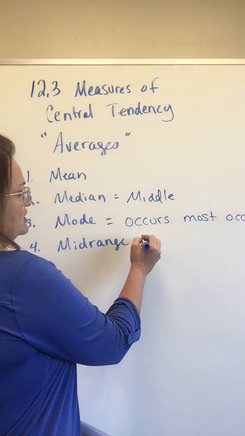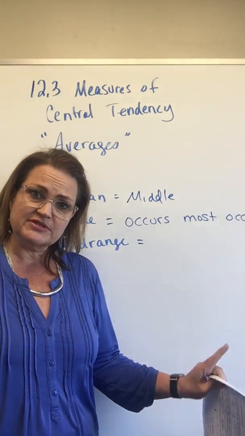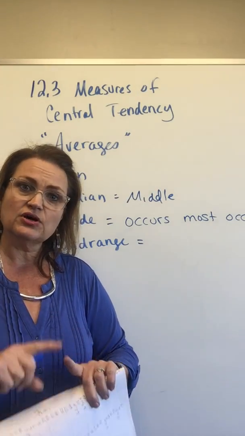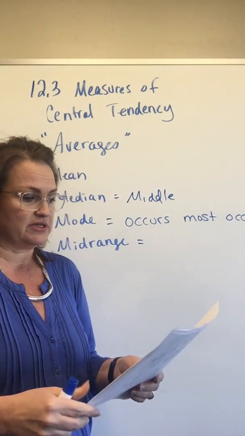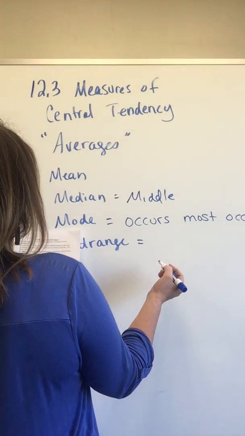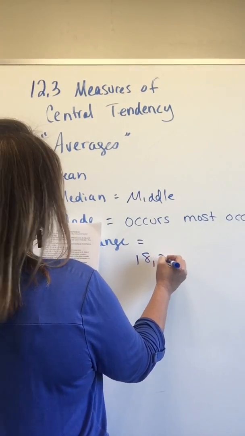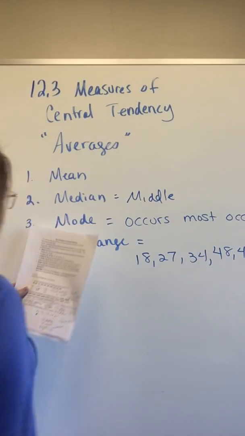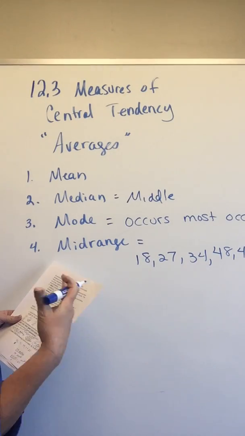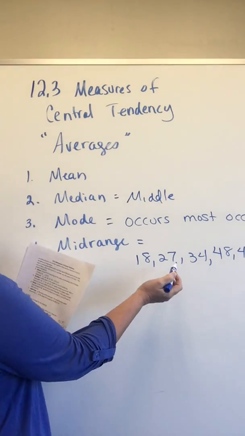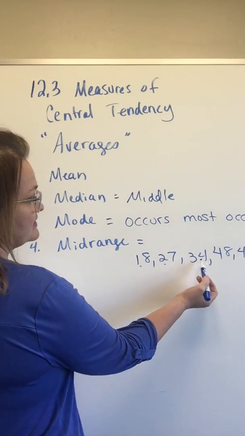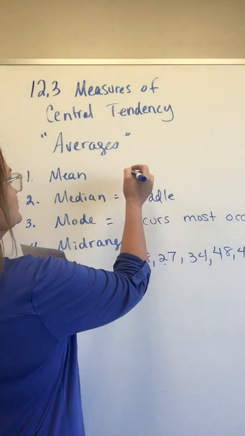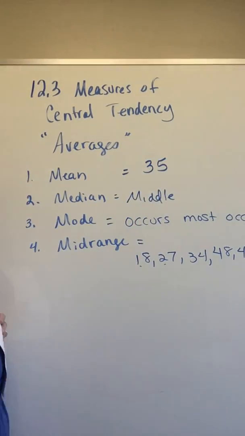Mid-range, you add the extremes, so the largest and the smallest, add those 2 extreme values and divide in half. So for example, I have some numbers, 18, 27, 34, 48, and 48. I used those for all of these in your note packets. You can see I calculated the mean by adding these all together and dividing by 5, since there's 5 numbers. So the mean came out to be 35.